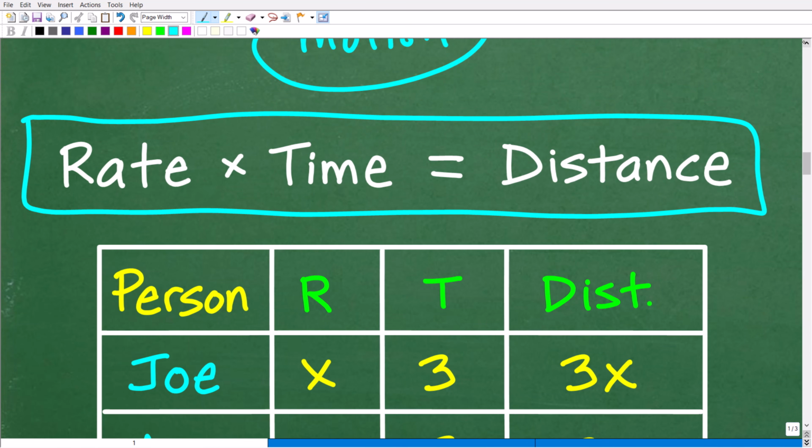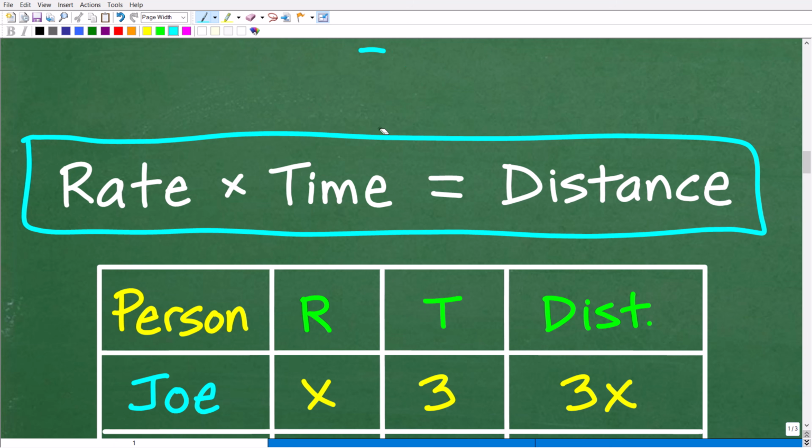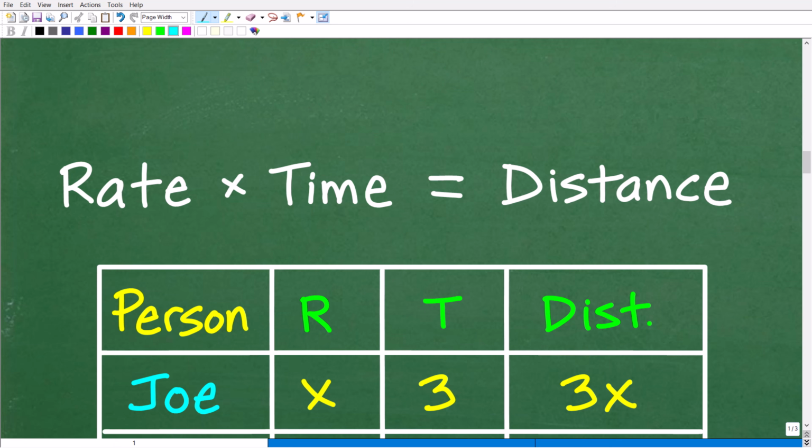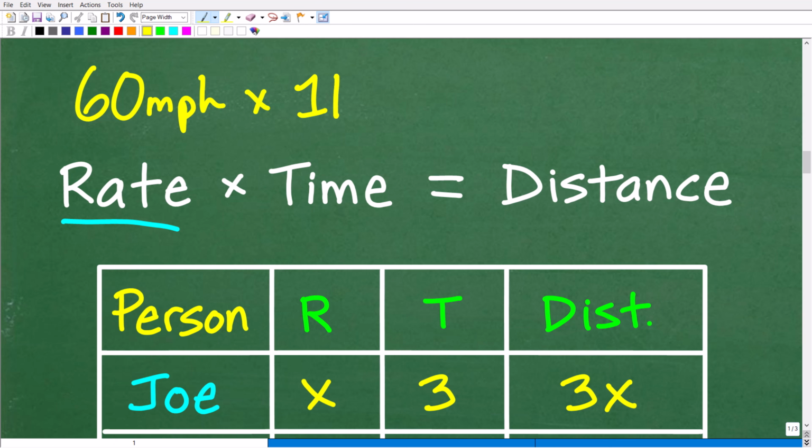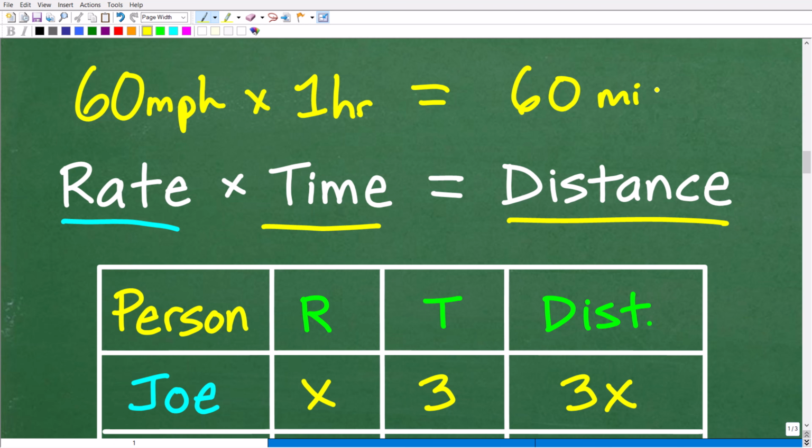All right, let me give you a simple example, then we'll take a look at this table. So rate is your speed, effectively. So if you have a car going 60 miles per hour, that is the rate of the car. Now, if this car goes for 1 hour, at 60 miles per hour, so rate times time, or speed times time, is equal to the distance the car will have gone. So 60 miles per hour times 1 is obviously 60, so the car will have gone 60 miles in 1 hour.